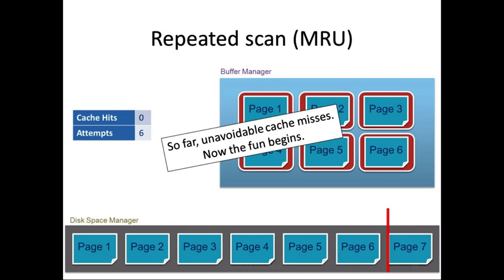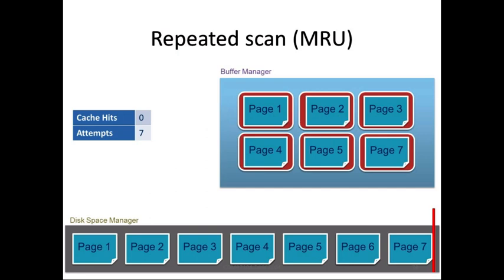We are in the middle of the first sequential scan. We have just read pages 1 to 6. We have placed them into the buffer zone. And for now, we have unavoidably just 6 attempts and 0 cache hits. And now page 7 is requested. And now we have to pick the candidate for replacement. And with MRU, it will be, of course, page 6. Page 6 is the one that was most recently used. So now, of course, we'll place page 7 at the place of page 6. And our first sequential scan of this file is finished.